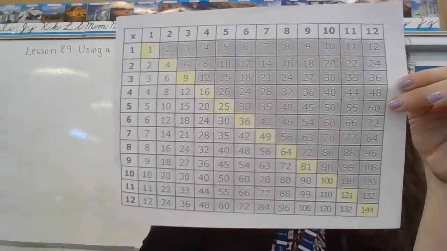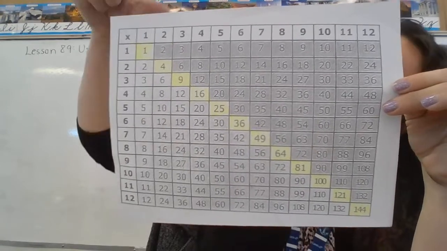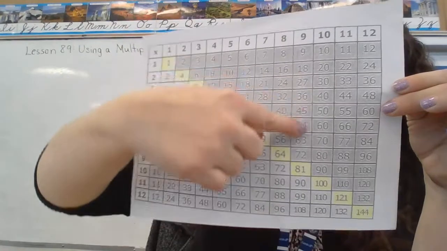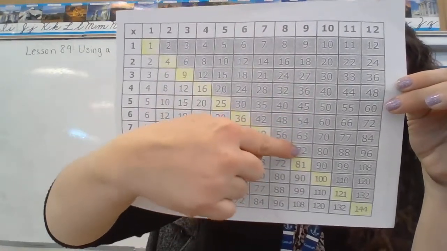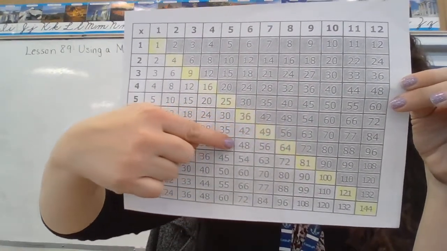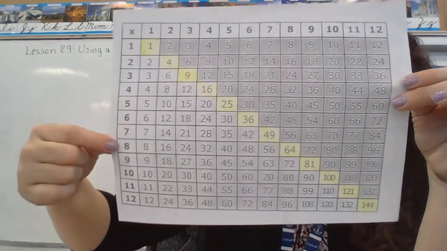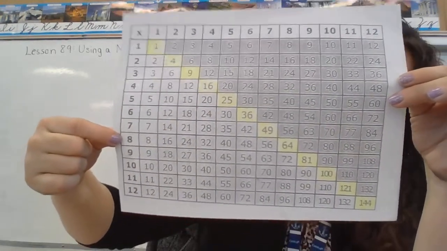E is 72 divided by 9. So we want to come across and find our 9. Go down to the 72 right there. Then make sure that you're staying in the same row. And 8 times 9 is 72.